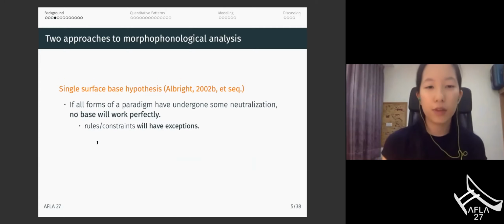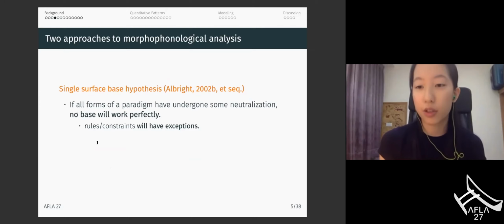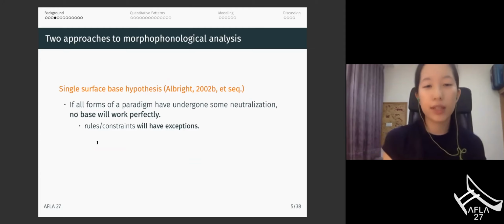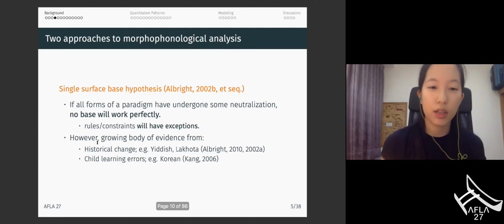So if all forms of a paradigm have undergone some kind of neutralization, as is the case with Tonkawa, then no base is going to work perfectly and rules or constraints will necessarily have exceptions. However, there is growing evidence in support of this approach from areas such as historical change and child learning errors.